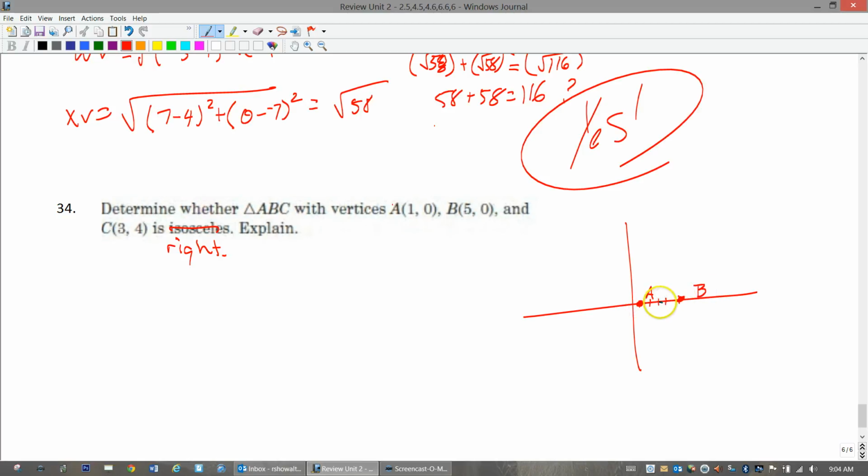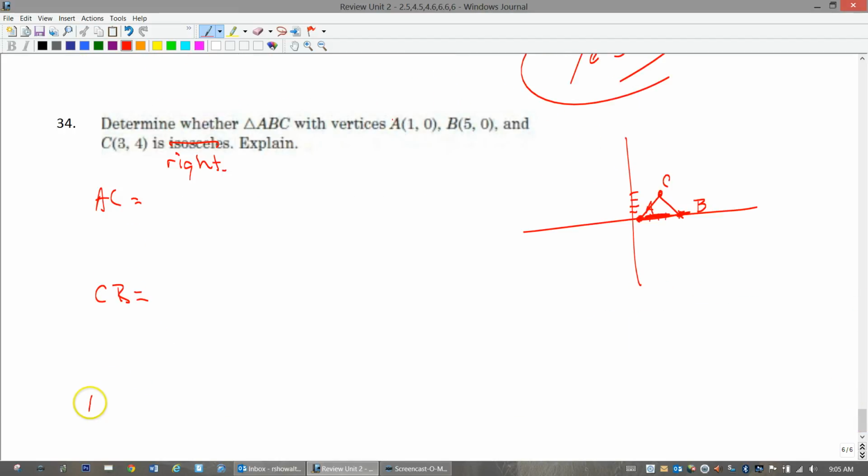1, 2, 3, and then 1, 2, 3, 4. Let's see if this one is a right triangle. Is it a right triangle? We're going to find three distances: AC, CB, and AB. We're going to do this the same way as up above. I'm going to cut to the chase and make it a little shorter here, but that's going to give you the square root of 16 when you find the distance between points A and B. And then for CB, you're going to find that the distance is the square root of 20, and then AC is again the square root of 20.